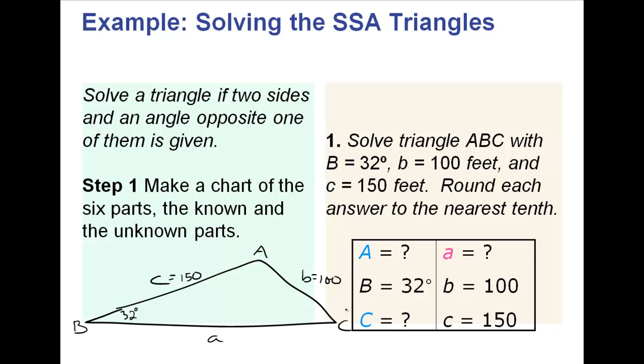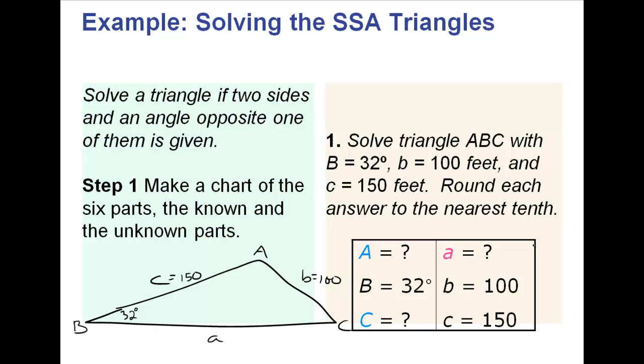I could have labeled it ABC in the other direction. It really doesn't matter. I just know that B is 32, and I know that the sides, remember, are always opposite the angles. So this side is side a because it's opposite angle A, and so on and so forth. So it tells me where my two sides are, and you can see that I have a length of a side, a length of a side, and then an angle attached to that second side. So there's my side, side, angle.